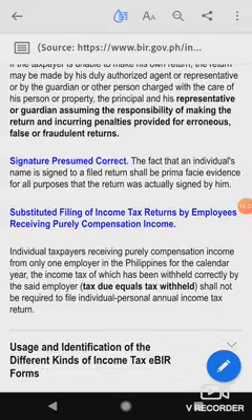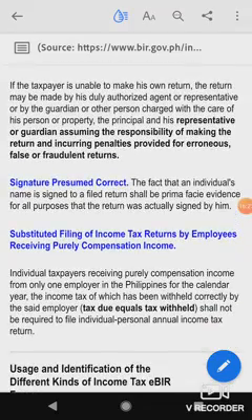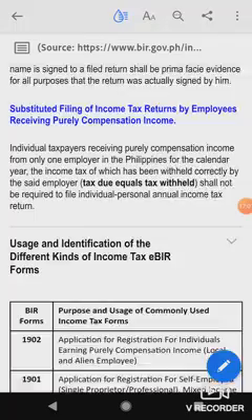So, substituted filing of income tax return by employees receiving purely compensation income. Individual taxpayers receiving purely compensation income from only one employer in the Philippines for the calendar year from January to December, the income tax of which has been withheld correctly by the said employer, tax dues will be equal to tax withheld. So this individual shall not be required to file an individual annual income tax return.